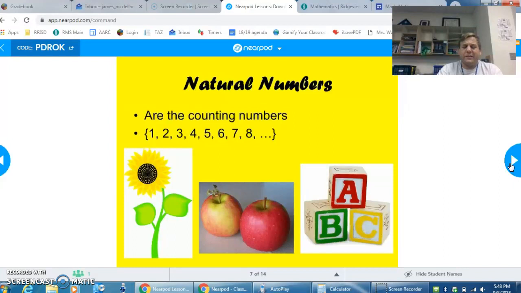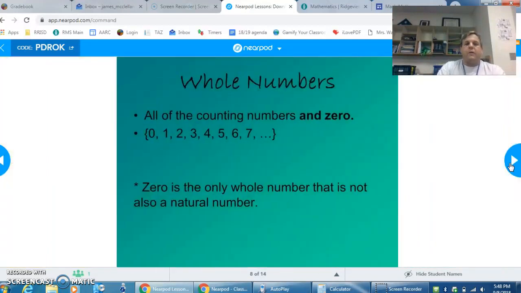Natural numbers are counting numbers. I say that they're numbers that you can count on your finger. 1, 2, 3, 4. You can't count 0 on your finger because you don't have 0 fingers. So natural numbers are anything you can count on your fingers and higher. Whole numbers, there's a very small difference. In fact, the only difference between whole numbers and natural numbers is 0. It's that one number. 0 looks like a hole. Therefore, it is a whole number, but it is not a natural number.